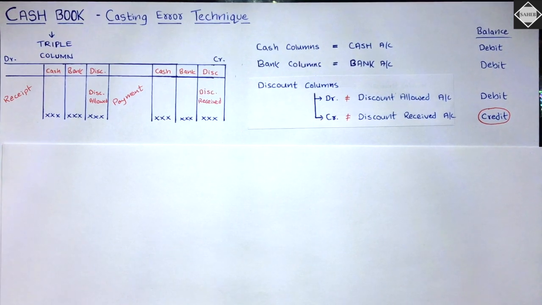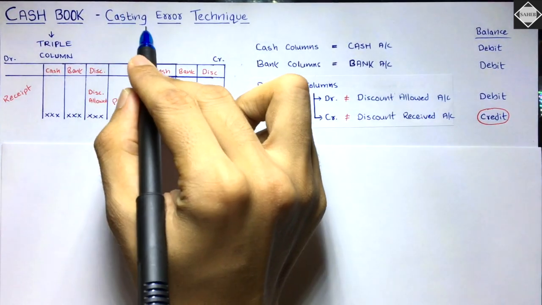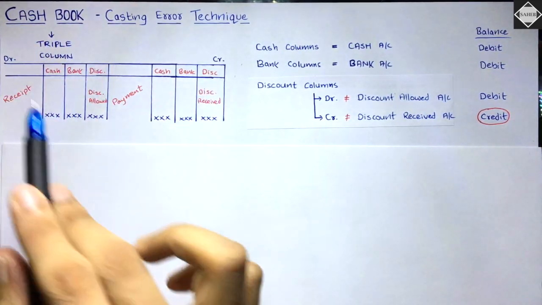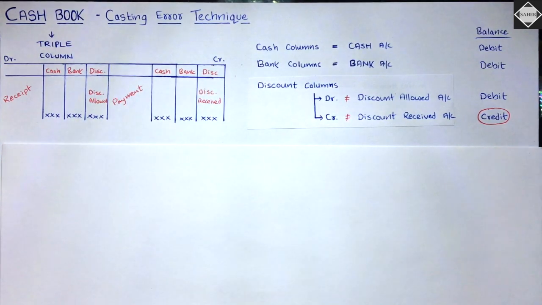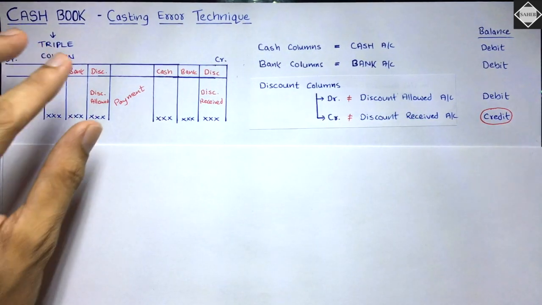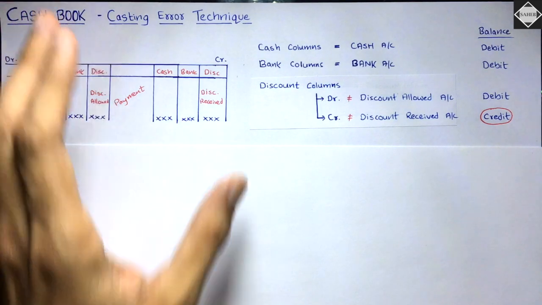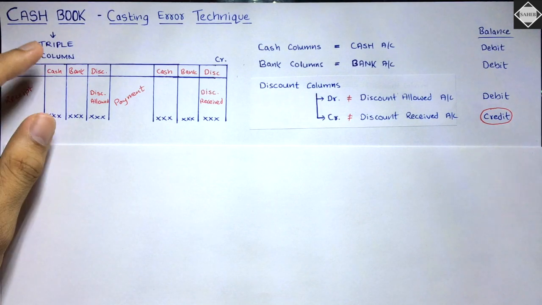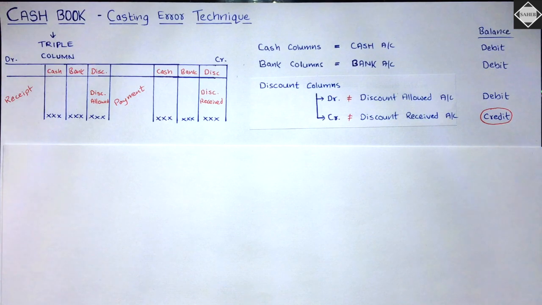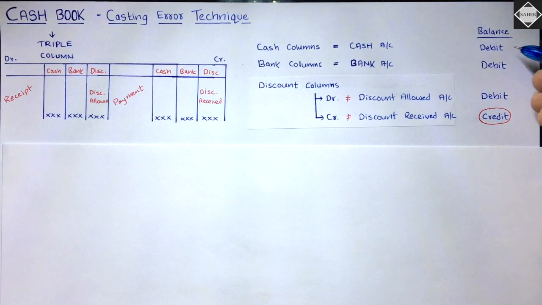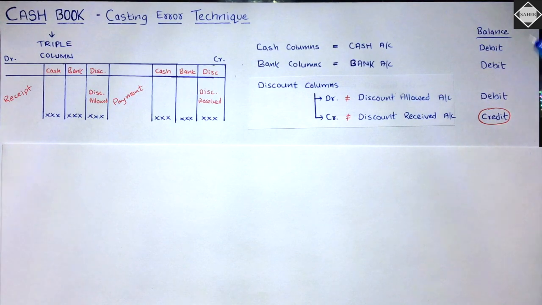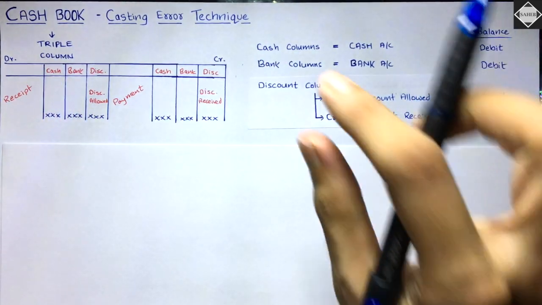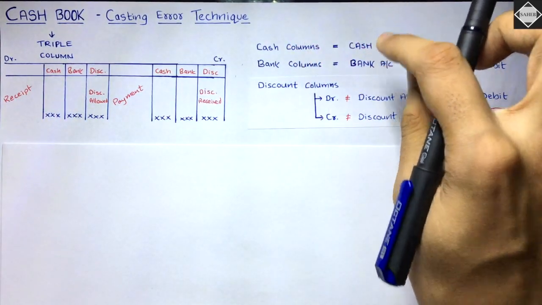Now let's understand the technique that we have to follow if we have casting errors in the cash book. So let's take an example of the biggest cash book we have, triple column: cash, bank, discount. Now understand the structure properly. Here we record all the receipts, that's the debit side, and here we record all the payments, that's the credit side. And whatever I'm going to say right now regarding the cash column applies exactly to the bank column. Is that clear? Yes, because cash and bank both have a debit balance. And one more thing you should know, the cash columns and bank columns, debit and credit, are exactly equal to the cash ledger account and bank ledger account.